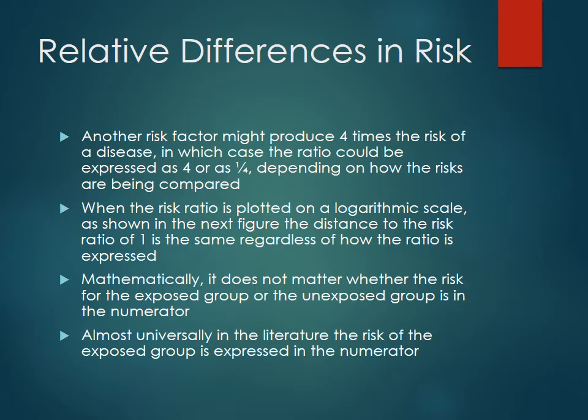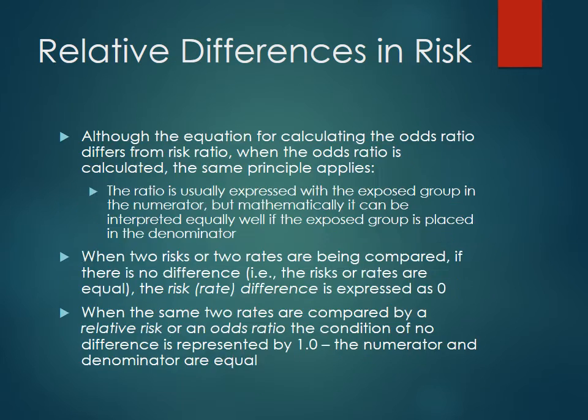This is really the most frequent way to see it being expressed. So although the equation for calculating odds ratio differs from risk ratio, when the odds ratio is calculated, the same principle applies, in which case where we're keeping the numerator and denominator should be explicitly put there. But again, the math is going to be the same regardless.